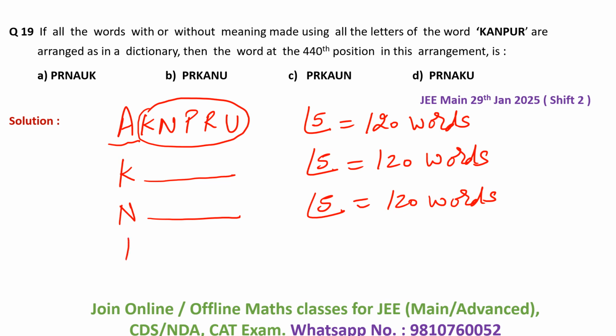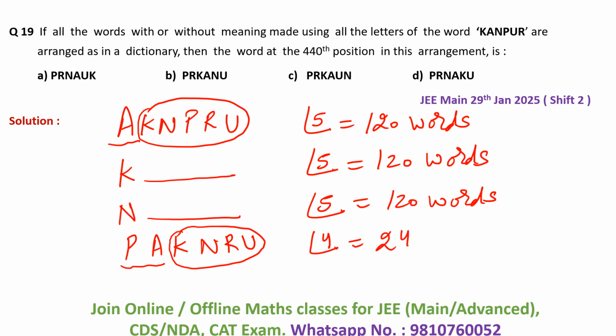Now this is the first word which is going to be starting with P, and this is P, A, K, then N, then R, and then U. Now students, this time I will be keeping P fixed at first place and A fixed at second place. And now I will permute the last four letters. So I will be getting factorial 4 such words, that is 24 words.